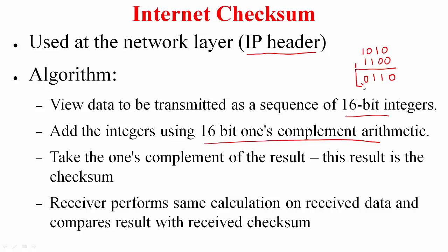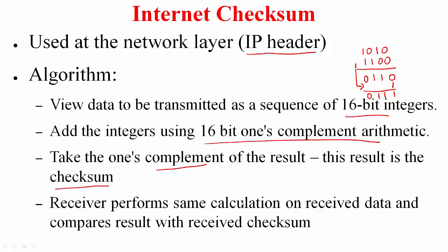Now this carryover has to be added back. So I'm going to add it back here. So the resulting thing is 0, 1, 1, 1. So this is a 4-bit ones complement arithmetic performed over these two integers. So what you do here is similar, except that you are doing arithmetic over 16 bits, and finally once you obtain the addition, the sum, you're going to take the complement of the result. This is the checksum. I'm going to cover an example, so that should make this clear.